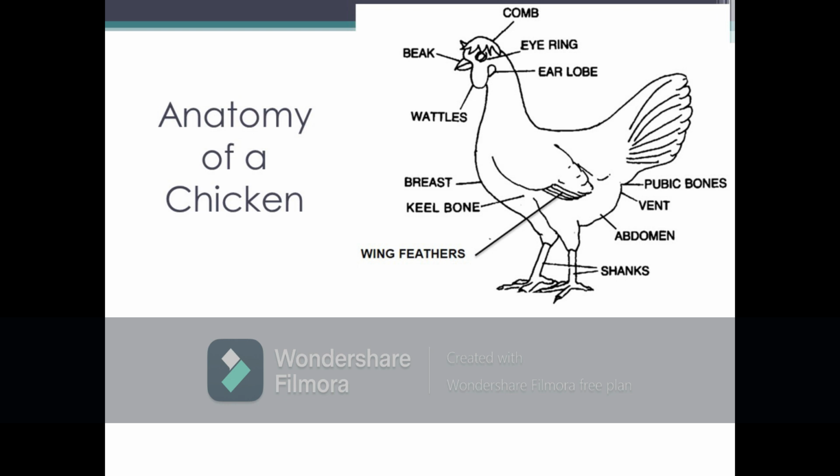The reference body parts that need to be identified in doing selection and culling through physical examination include the comb, wattles, earlobes, eyes and eye rings, beak, breast, abdomen, pelvic bones, keel bone, vent, legs or shanks, and the wing feathers.